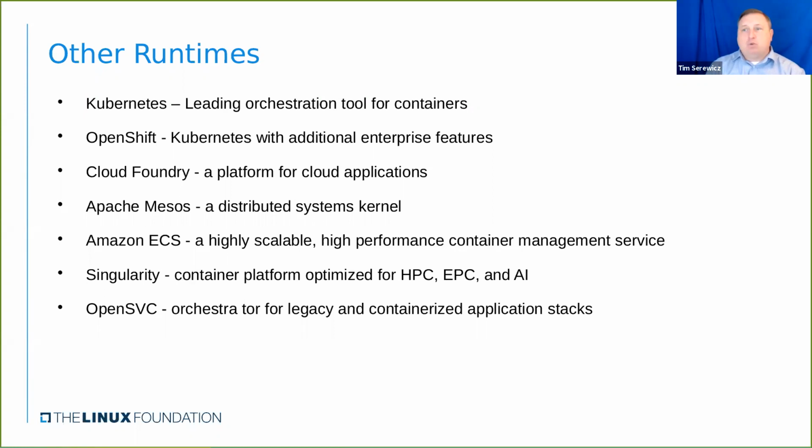OpenShift, very powerful tool with lots of additional features added on top of Kubernetes. Cloud Foundry is another way, just slightly different mechanisms to do so. Apache Mesos has been around for a long time. They were let into the secret by Google before Kubernetes was released. Amazon ECS and other tools for managing containers. Singularity is a platform for HPC primarily, but they also do AI and EPC. And OpenSVC is for handling older legacy stacks that are along the way.